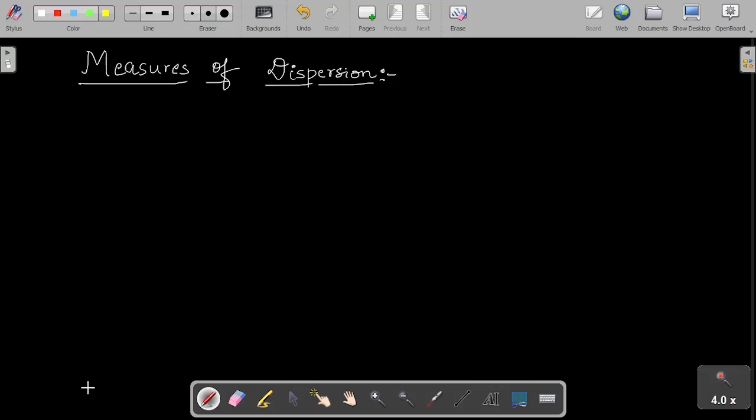In this video, I am explaining measures of dispersion. A measure of central tendency gives a value around which the data is concentrated. Average means it represents the entire mass of data using a single value. That single value is like a representative of the given data. But that measure of central tendency is not enough to have a clear picture of the data.